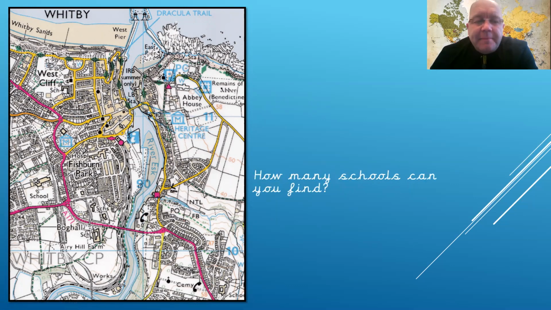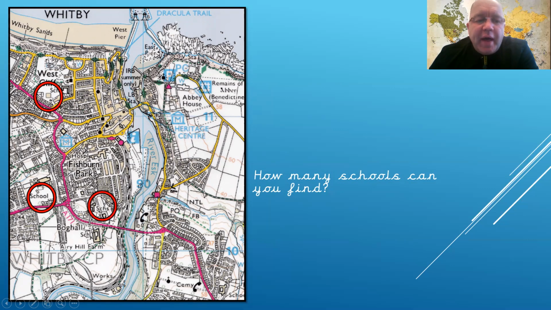Okay. And finally, how many schools can you find? There might be a lot more off the map, but just in this section of the map, how many schools can you spot? Well, there's one there, SCH. So there's a school. There's one. Oh, there's another one, and it actually says the full word, school. So there's two. Is that all of them?